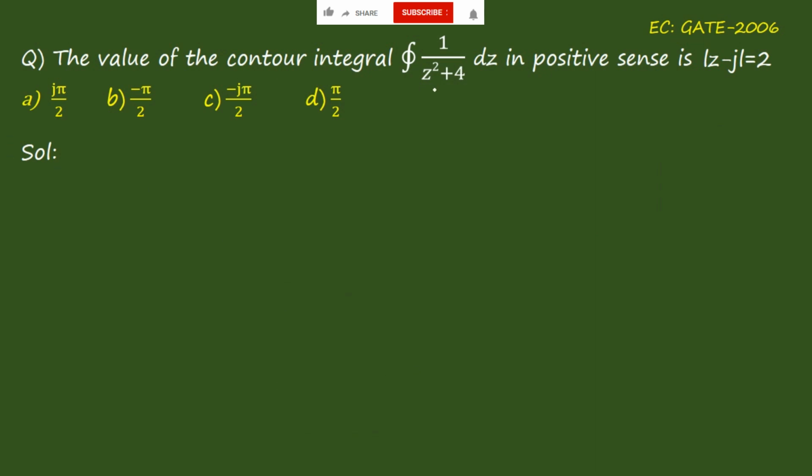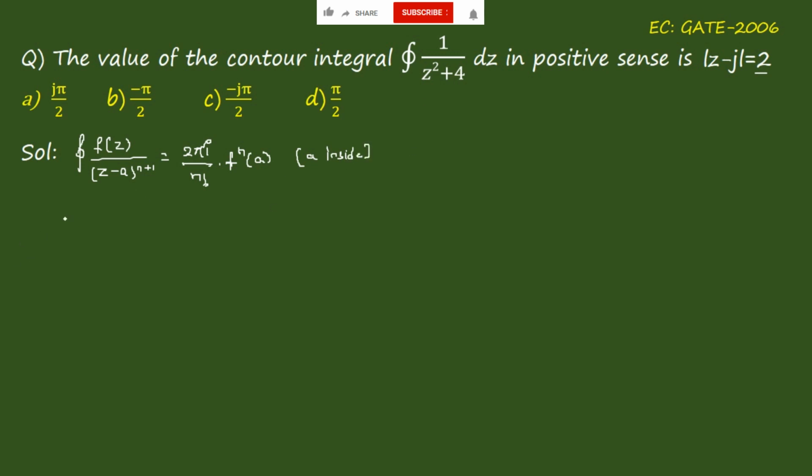The question is: the value of the contour integral over the closed curve of 1 by z square plus 4 dz, in the positive sense of mod z minus j equal to 2. They're asking this. For this one, you have to know Cauchy's integral formula, given as the integral over the closed curve of f of z by (z minus a) whole power n plus 1, which is equal to 2 pi i by n factorial into f^n of a, right? This is a general formula you have to know. But you have to consider that a should be inside the circle.